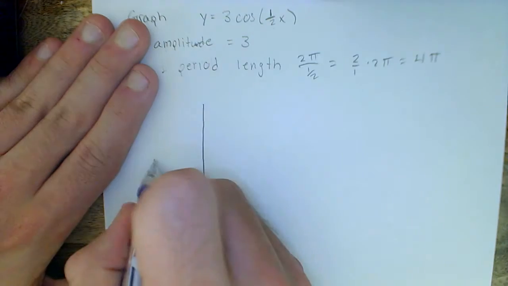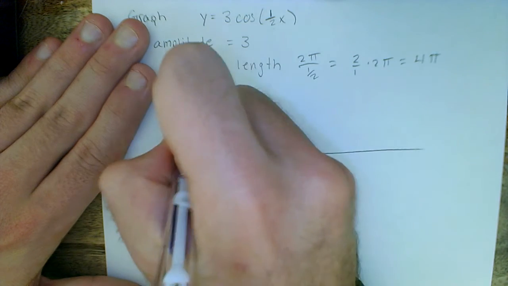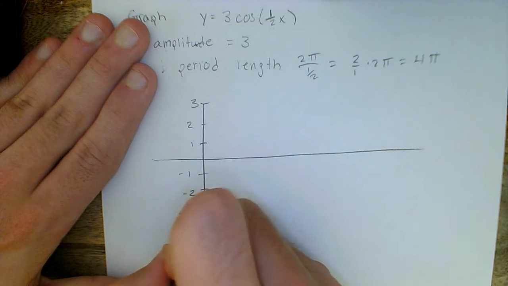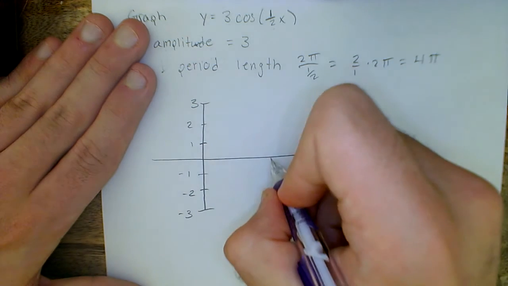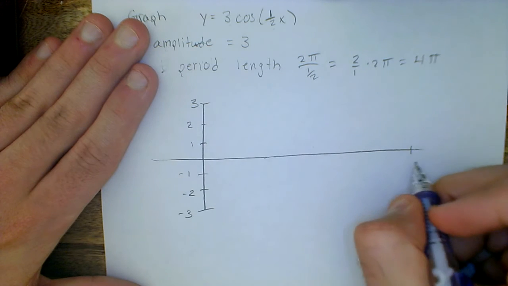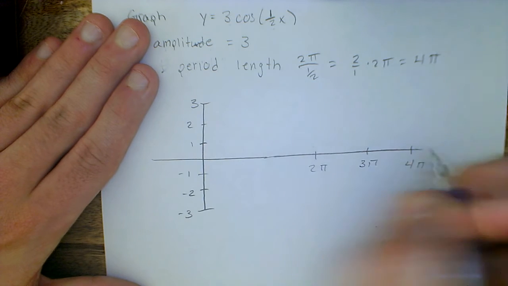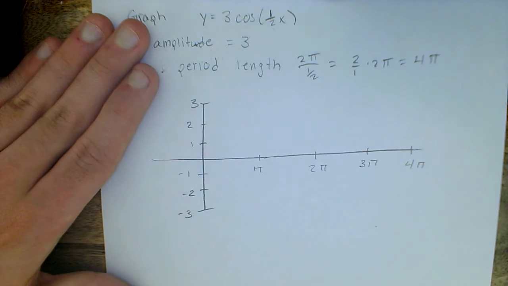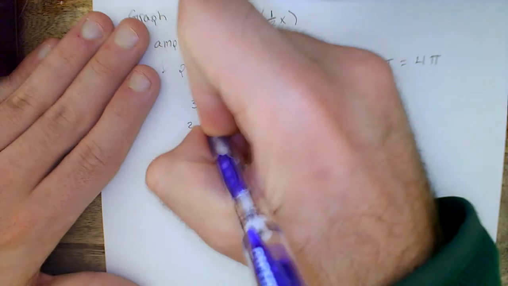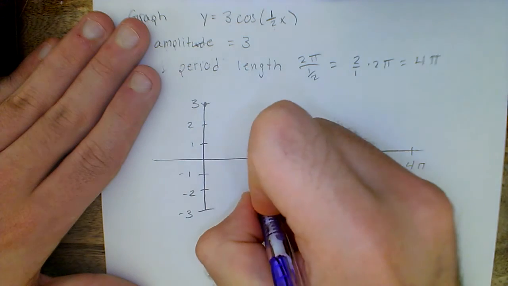So if we're going to graph this, we need to make sure that we have enough room here. Since it's got an amplitude of 3, I need 1, 2, 3, and -1, -2, and -3. And I also need to go from 0 to 4 pi, so I'll call this 4 pi, this is 2 pi, 3 pi, and pi. Okay? So the cosine, remember, starts up at 3, starts up at the amplitude.